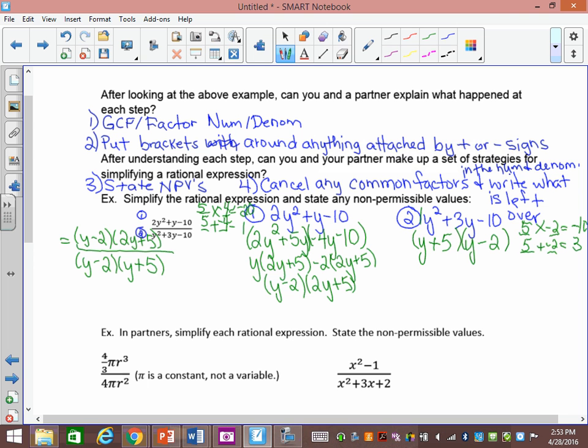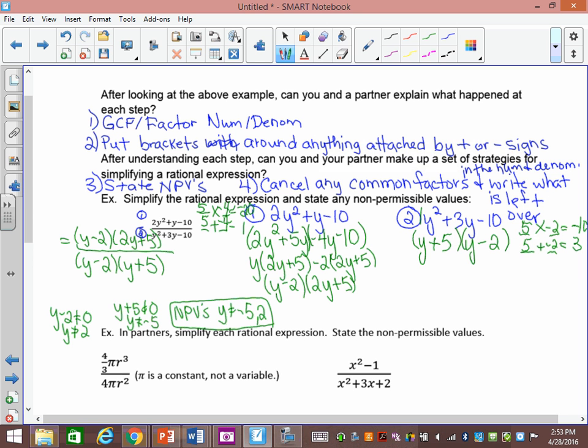Now, it's going to be hard for you to not just go crossing them off right away, but you have to state non-permissible values. Okay? So you're going to have y minus 2 can't equal 0, so y can't equal 2. And then y plus 5 can't equal 0, or y can't equal negative 5. Normally I state them up here, but I don't have room. So the NPVs are going to be y can't equal negative 5 or 2.